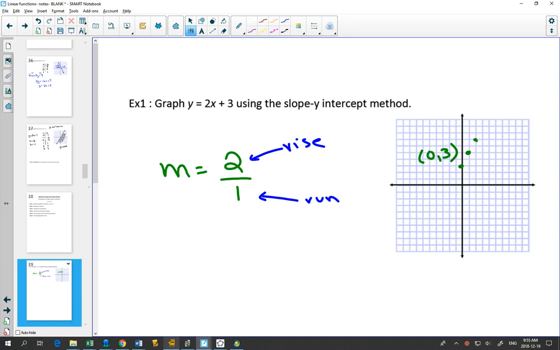I can do it again, up 2 over 1. I can also go down 2, back 1. That would work as well, right? Can you see that down 2, back 1 is the same as up 2 over 1? That gives you a bunch of points. You can join the points, put arrowheads on the end of the line, and you've graphed it. Technically, would I have needed 5 points? No. In fact, one other point would have sufficed to draw a straight line.